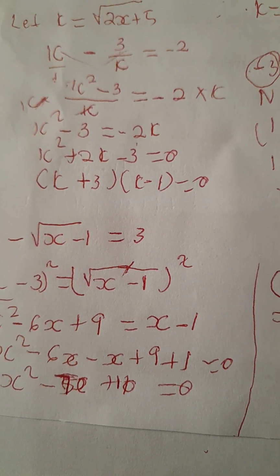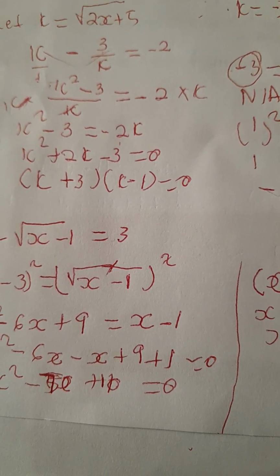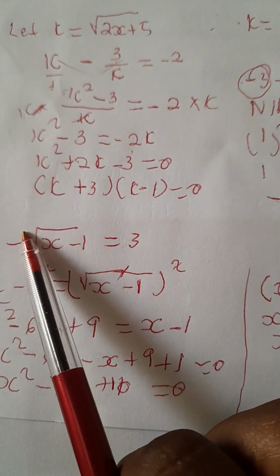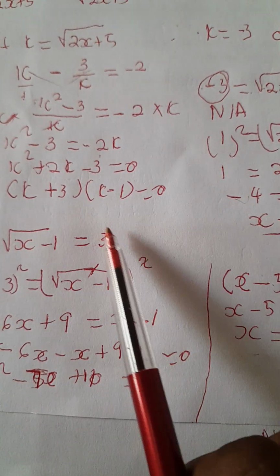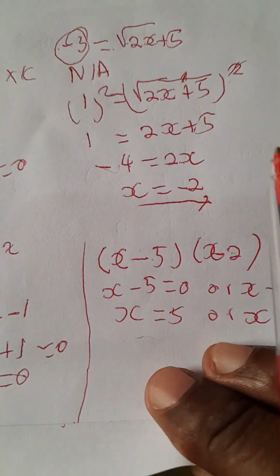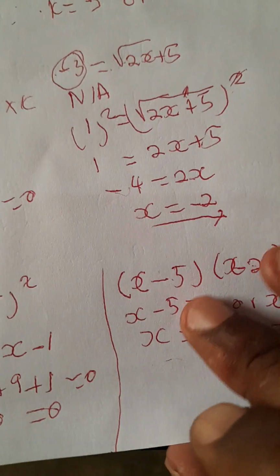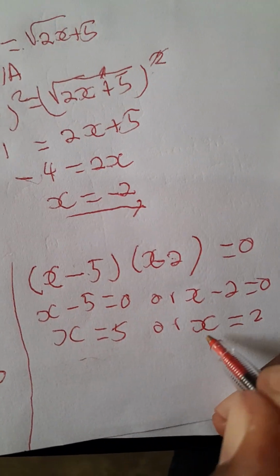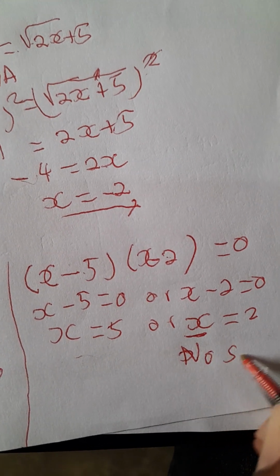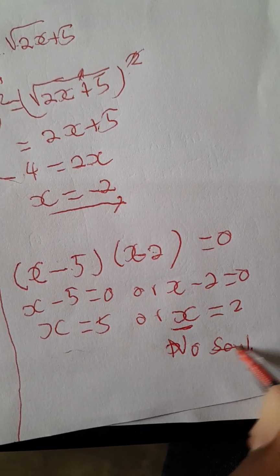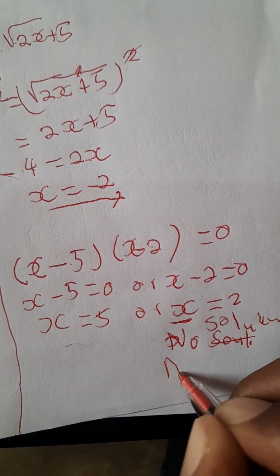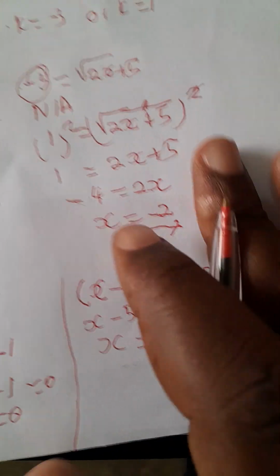Let's try 2. Okay, root 2 minus 1 there. Oh, that gave us 1, and that's 3. So this is not applicable. So in this case, we could say this. There is no solution, or you could say not applicable in this case.